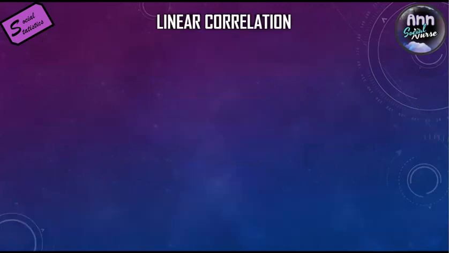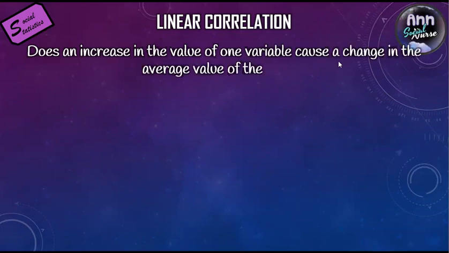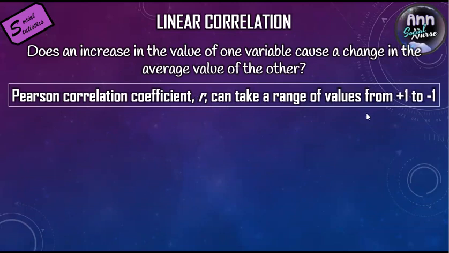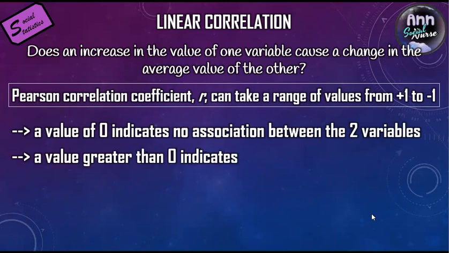Okay. So the linear correlation, does an increase in the value of one variable cause a change in the average value of the other? The Pearson correlation coefficient, represented by letter r, can take a range of values from +1 to -1. So therefore, there's in between that is point. A value of 0 indicates no association between the two variables. That's the result of the computation. A value greater than 0 indicates a positive association.